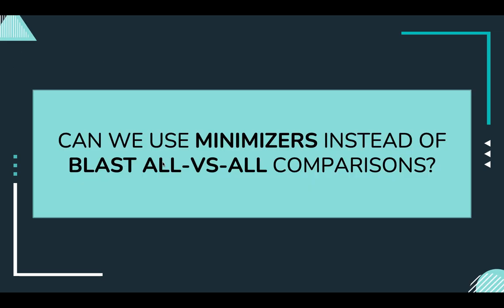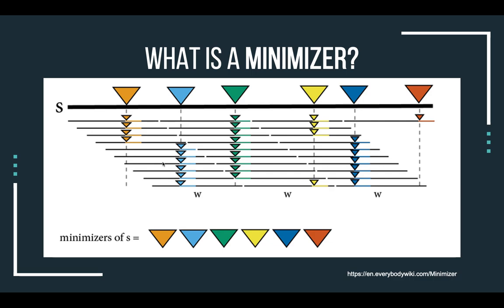So we asked ourselves if we can use minimizers, which is a developing strategy for different genomic approaches, instead of all versus all comparisons. So first of all, we need to understand what a minimizer is.